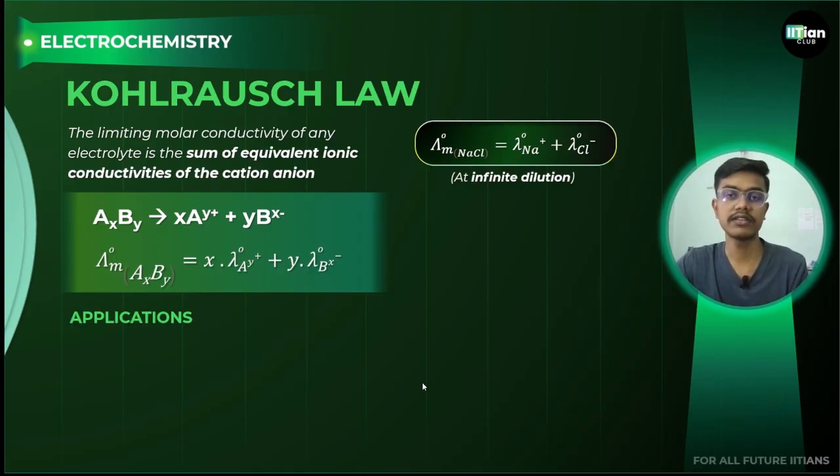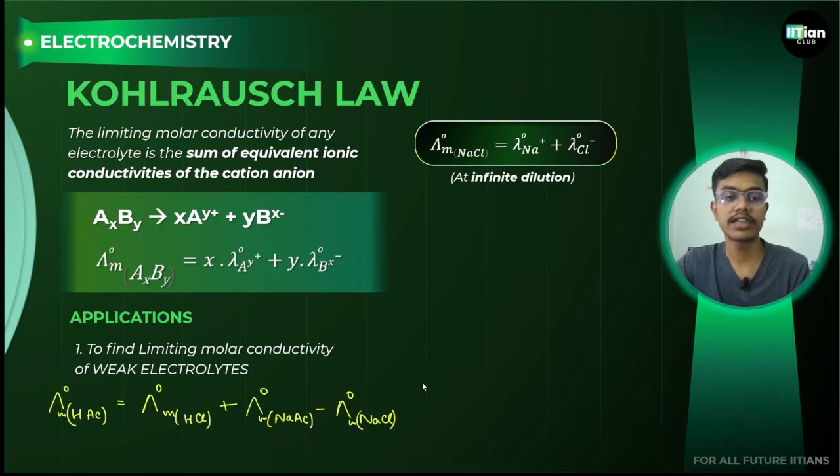What are the applications of this? The first one is to find the limiting molar conductivity of weak electrolytes, because from the graph you will be able to get the limiting molar conductivity of strong electrolytes, but you cannot find the limiting molar conductivity of weak electrolytes. So you'll be using these relations. For example, you can see the limiting molar conductivity of a weak electrolyte HAc is found out using the molar conductivities of HCl, NaAc and NaCl. These things we'll be getting from the graph directly.